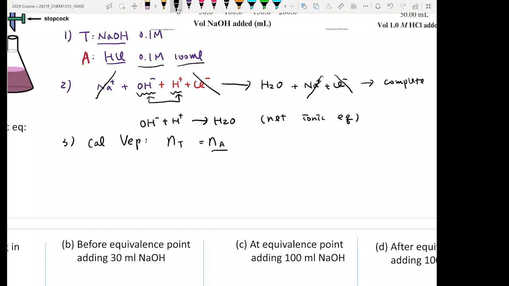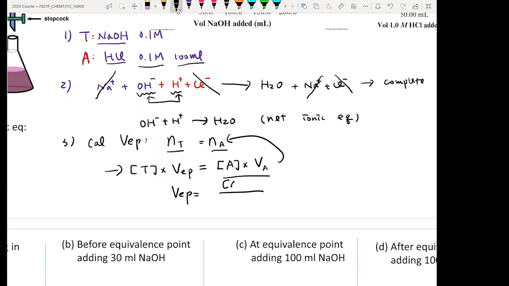So you can calculate the number of moles of your analyte, which equals the concentration of your analyte times the volume of your analyte. The number of moles of titrant is the titrant concentration times a certain volume to add in, so that the number of moles of titrant equals the number of moles of analyte. That's how we get to this part. Therefore, your VEP equals the concentration of your analyte times the volume of your analyte divided by the concentration of your titrant.